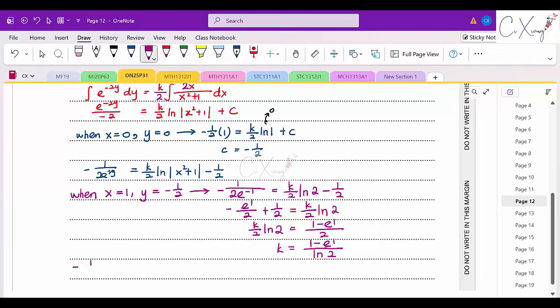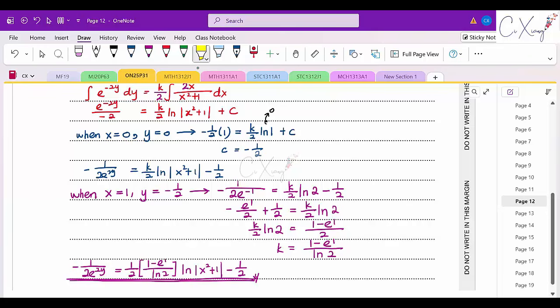So I'm having negative 1 over 2 e power 2y equals to half multiplied with the k. So your k is 1 minus e power 1 over ln 2. This is the k. Then ln(x squared plus 1) minus the half. This is basically the particular solution that we are having here.